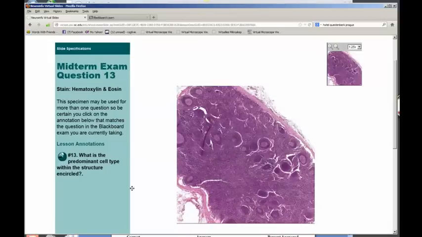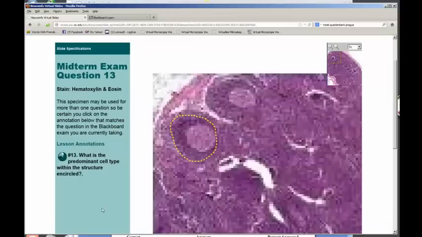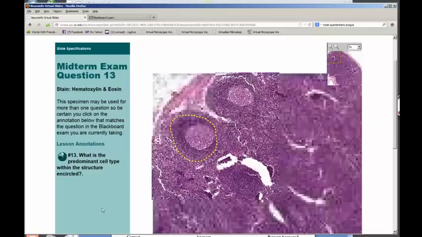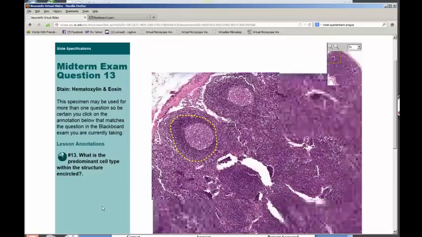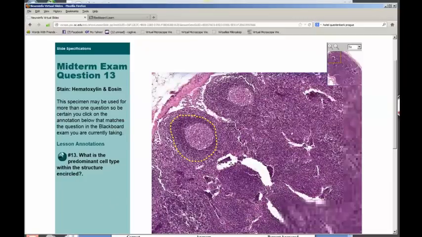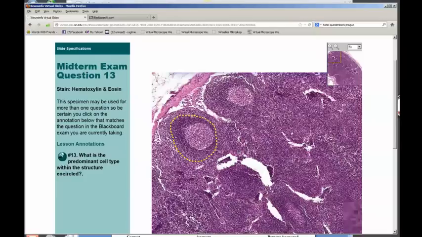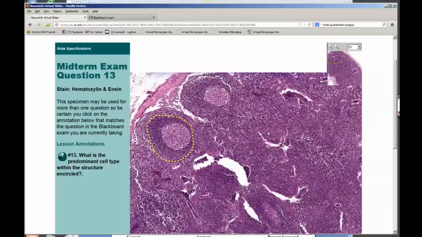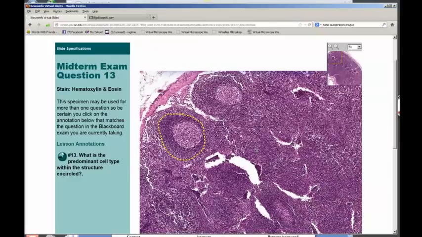So question 13 now asks, what is the predominant cell type within the structure encircled? Well, you've got to recognize what these structures are, and in your studies, this should remind you of nodules. And the nodules we've learned about really are lymphatic nodules. Then you need to identify the organ. Could be in the spleen, could be in the tonsil, and it could be in a lymph node. This, in fact, is in the lymph node.